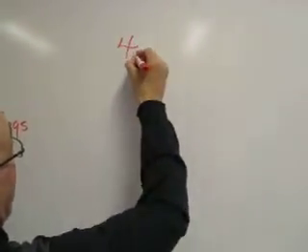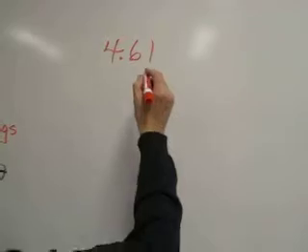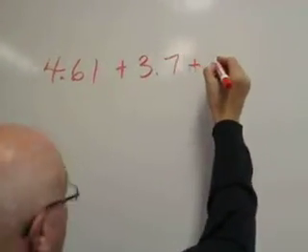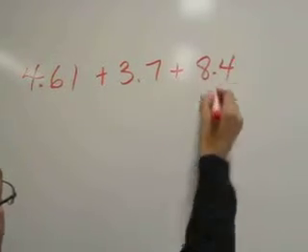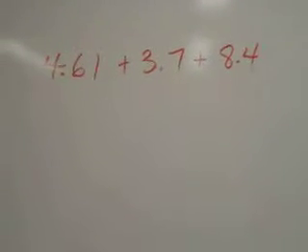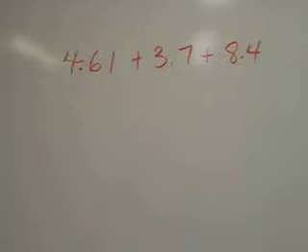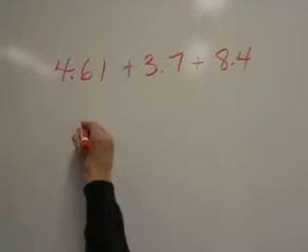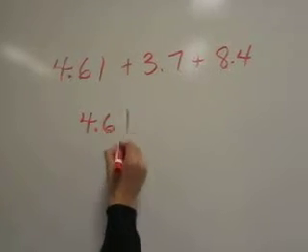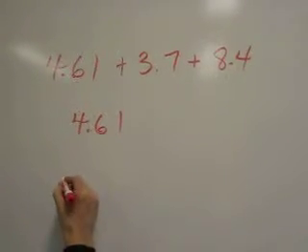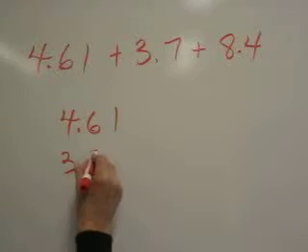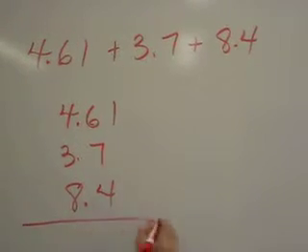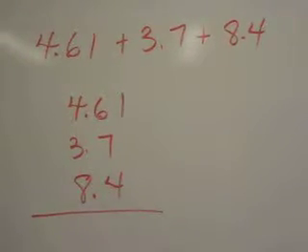If we take something to the effect of this, 4.61 plus 3.7 plus 8.4. Now, this is going to be just a slight extension from adding with the whole numbers. So of course what we would do is we would columnize these rational numbers, and we would columnize them around the decimal point.